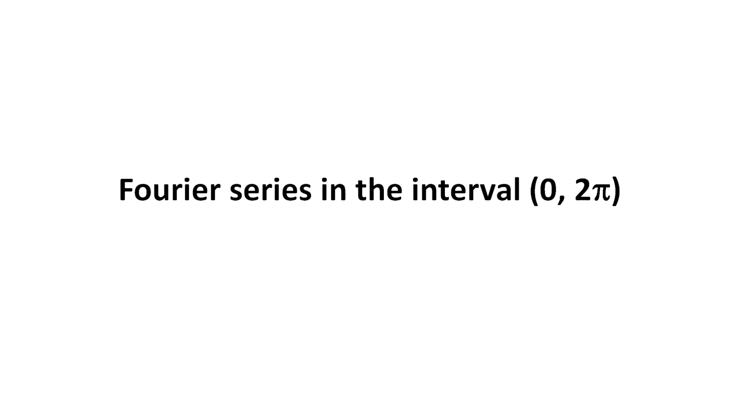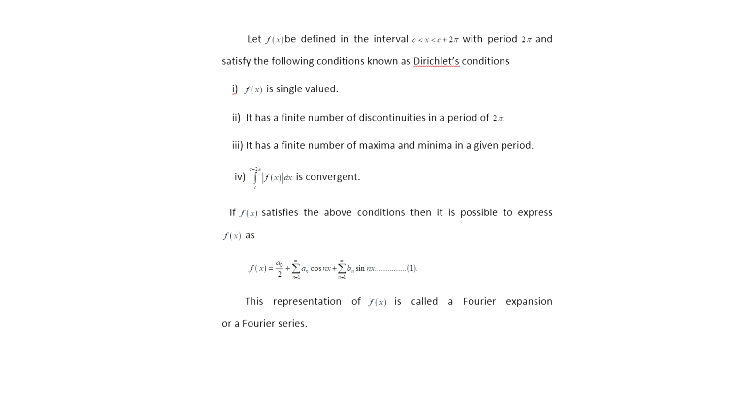I am going to teach Fourier series in the interval 0 to 2 pi. Let f of x be defined in the interval c less than x less than c plus 2 pi with period 2 pi and satisfy the following conditions known as Dirichlet's conditions.